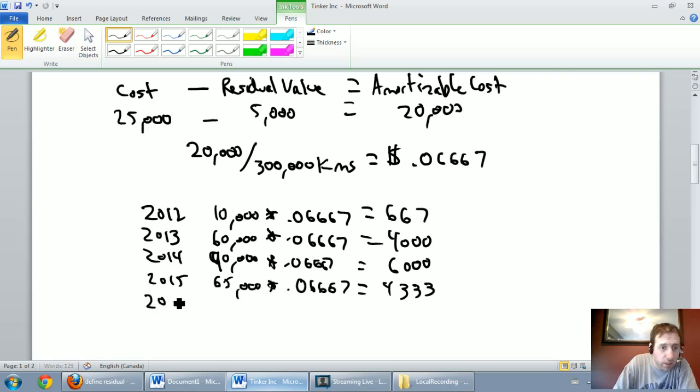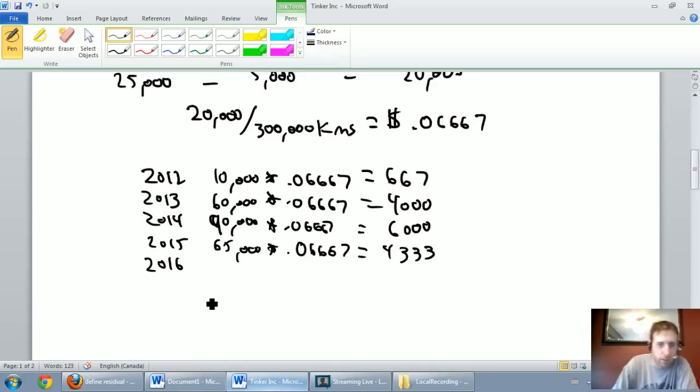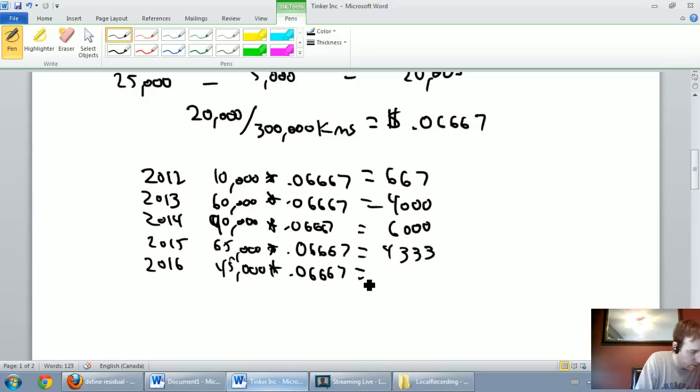We're almost there. 2016, we drove 45,000 kilometers. 45,000 times 0.06667 is... I got to recalculate that. I think I messed it up. 45,000 times 0.06667. Oh no, it is an even number. I was worried I didn't when I got an even number. It's 3,000 even.